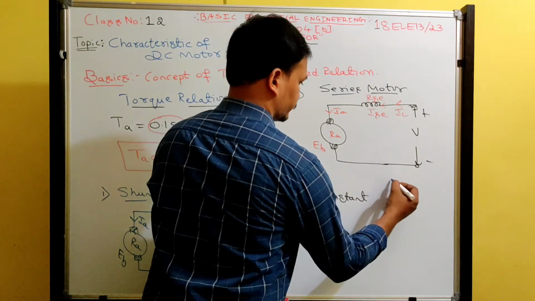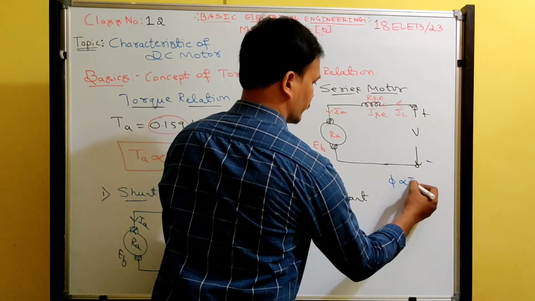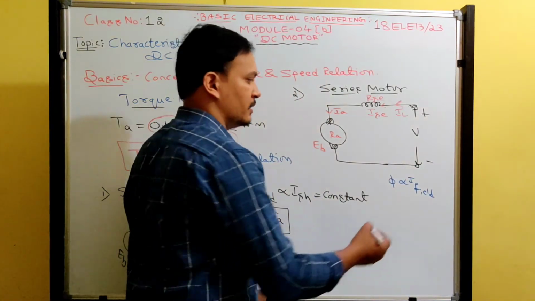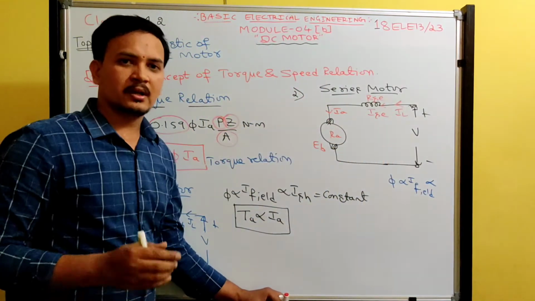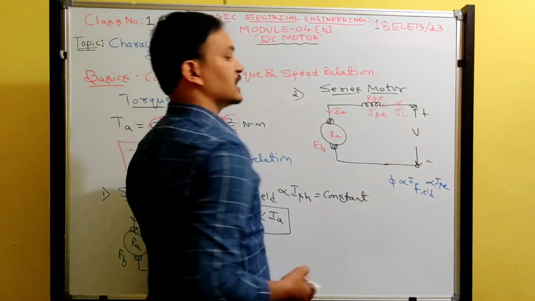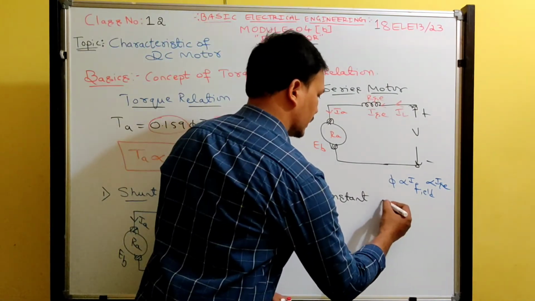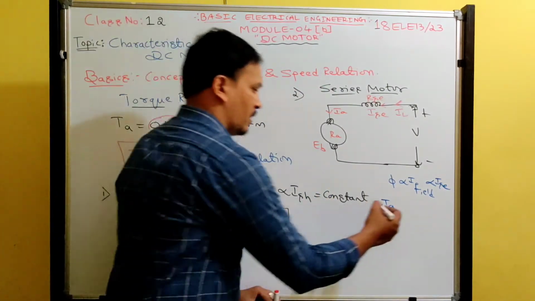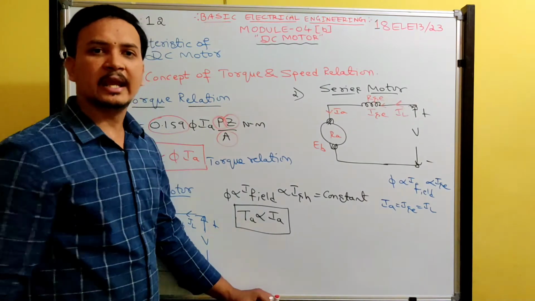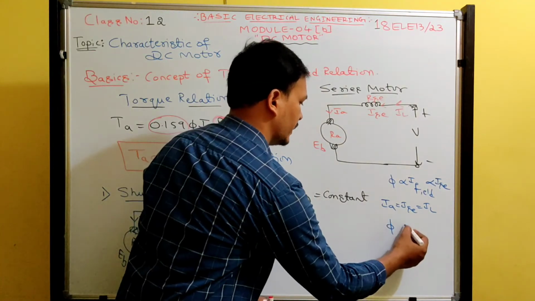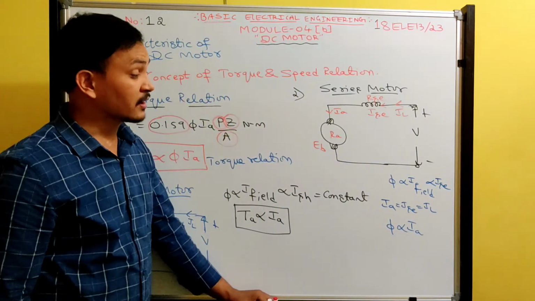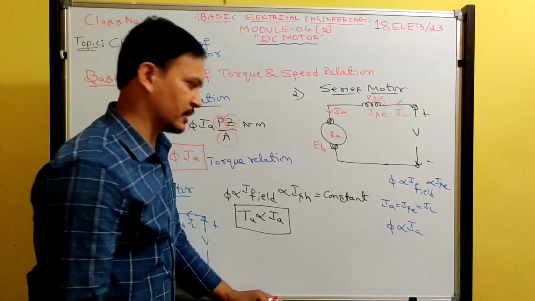Now, flux is proportional to field current. What is the field current in a series motor? The series field current, ISC. And we know that in a series motor, armature current, series field current and load current are all equal. So therefore we can write that flux is proportional to armature current.